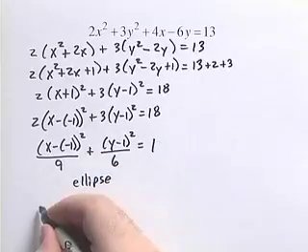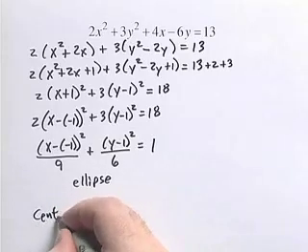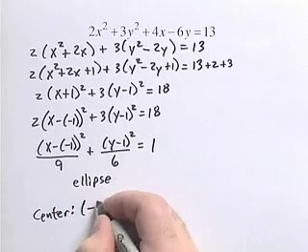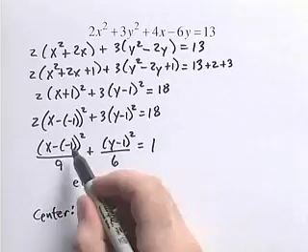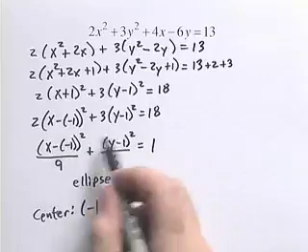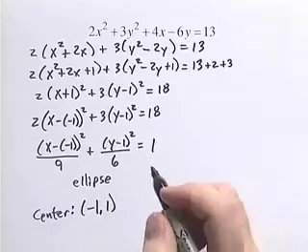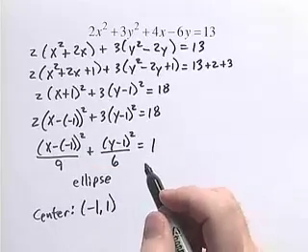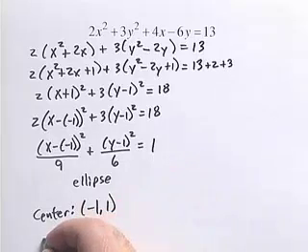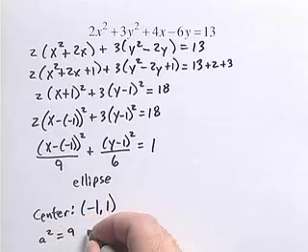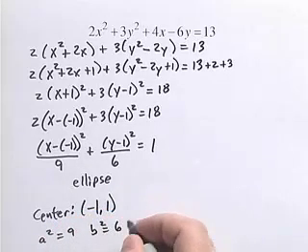The ellipse will have a center of negative 1, comma 1. We get that from the x and y parts up here. The major axis is going to be parallel to the x-axis, and we have that a squared is equal to 9, b squared is equal to 6.